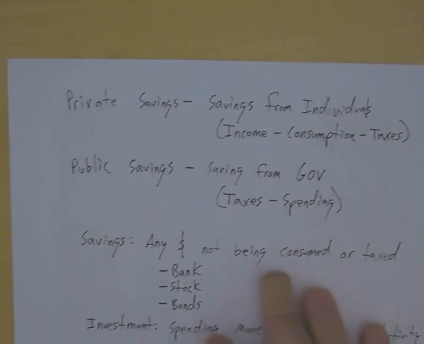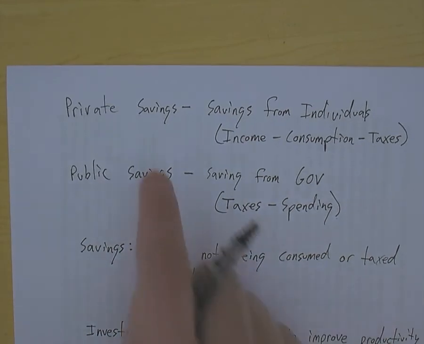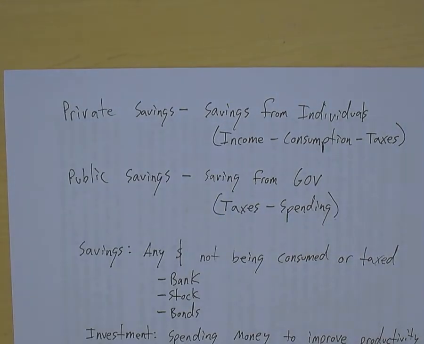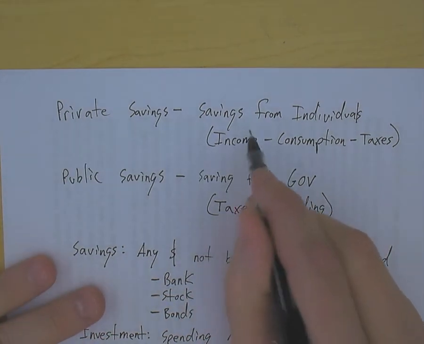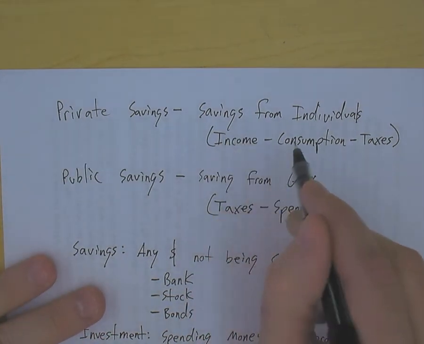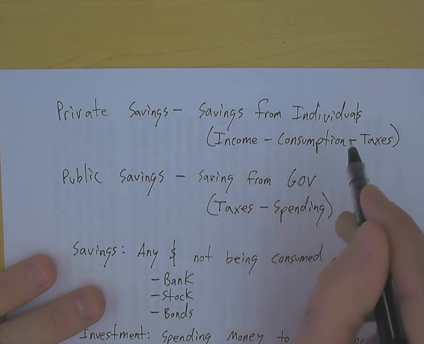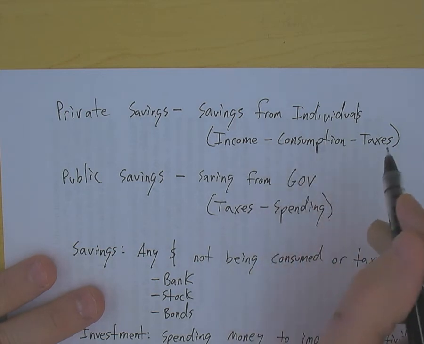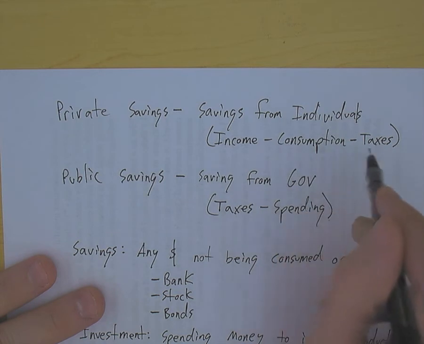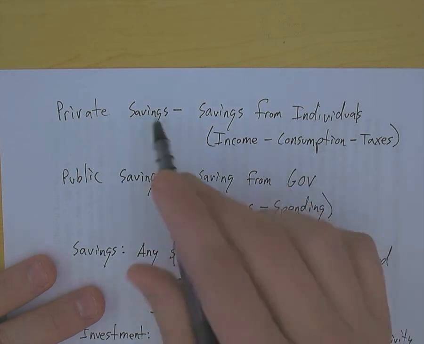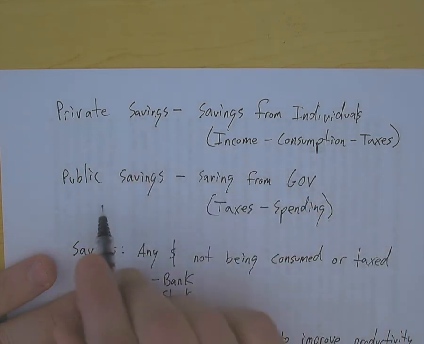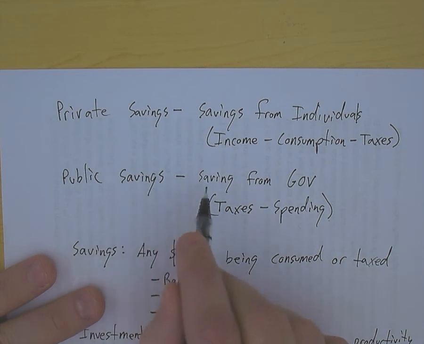Let's turn the page here. Start out with this idea of private savings. This is savings from individuals. And it's a simple little equation here. It's all the income you earn minus all the consumption you have in your life, also minus the taxes you pay. So from what you consume and what's your tax, what's left over of your income, that is your private savings. We also have public savings, and this is the savings that comes from the government.